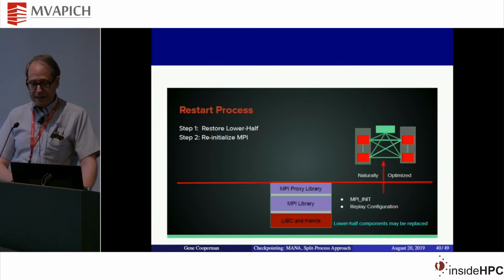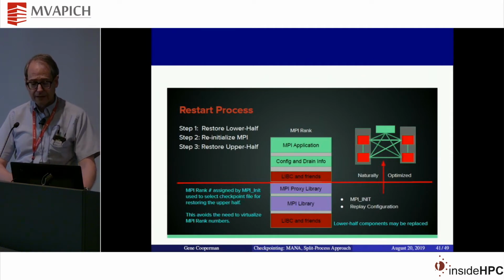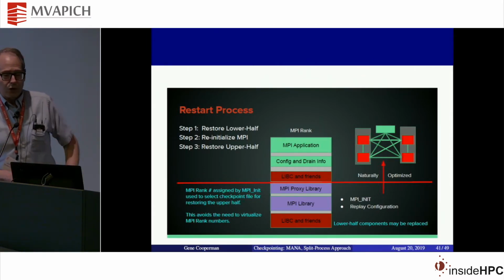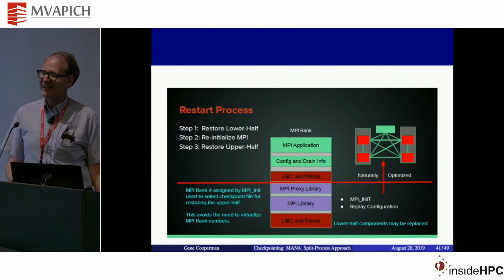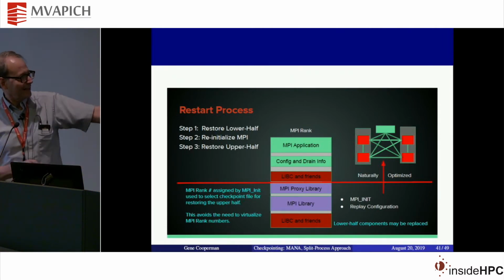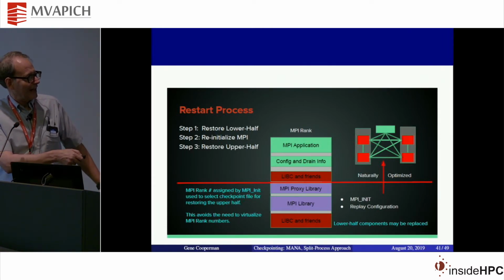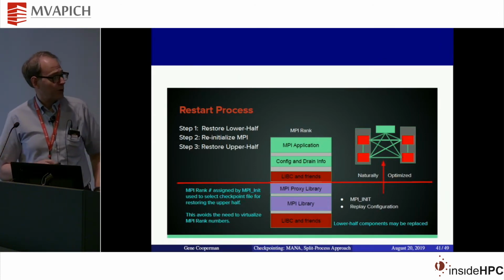OK. Now, so we'll reinitialize the MPI. And then at this point, each lower half knows what its own MPI rank is. It'll go looking for a checkpoint image file that corresponds to the same MPI rank. When it finds the matching image file of the same MPI rank, it can then load the upper half. And now these ranks will match up perfectly.